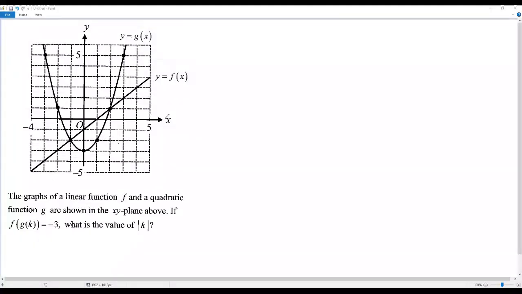Here we have a SAT math problem. Let's go with the information. The graphs of a linear function f and a quadratic function g are shown in the xy plane above. If f of g of k equals -3, what is the value of the absolute value of k?